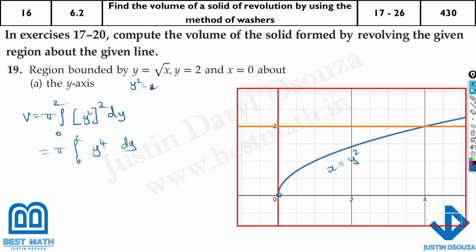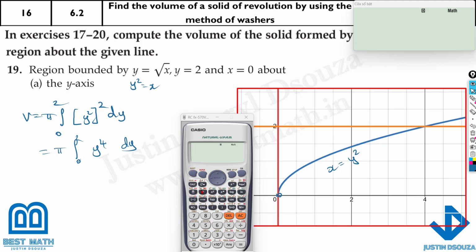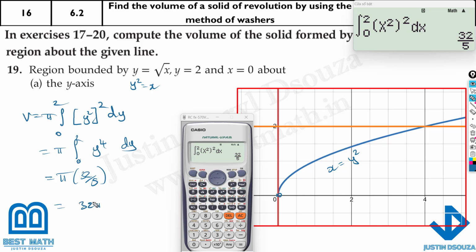Now I'm going to use the calculator directly here. So here we have the integral. You don't have y, you have to take it as x itself. Now if you're directly going to substitute this instead of converting to 4, then please put the brackets, y squared to the power 2, and then it is 0 to 2, the answer is 32 by 5. So what I write is pi times 32 by 5, which is equal to 32 pi by 5. That is the volume. Hope this is clear.